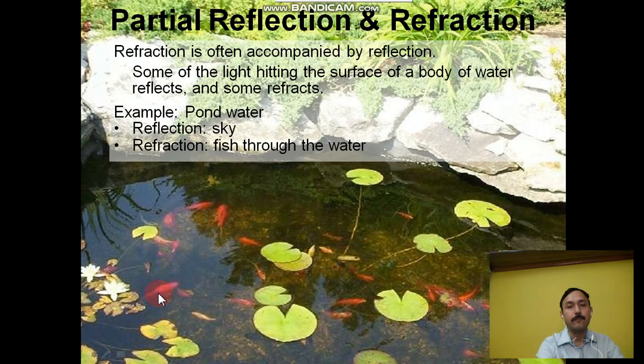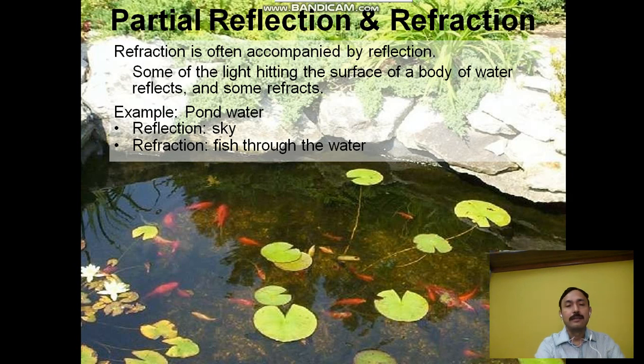That means light is coming from the denser medium to the rarer medium. This is due to the refraction. It looks like the fish is just moving upward. That means its apparent depth is less than its real depth. So this is a very good example of reflection and refraction at the same time.